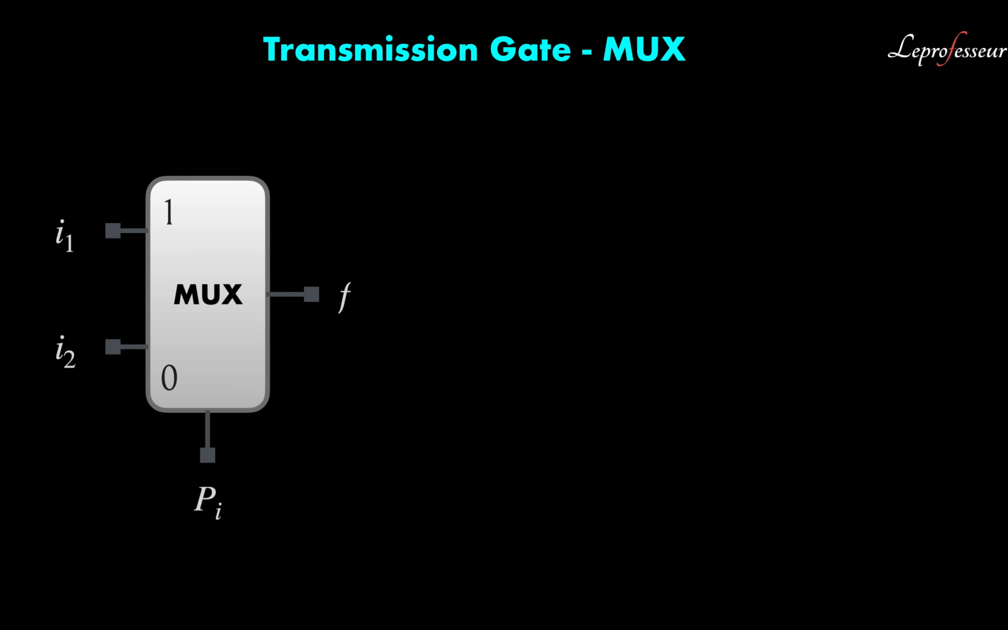Good. So now let's try to develop a circuit for a multiplexer. Interesting. What the multiplexer does depends upon the select input. Here the select input is PI, or you may call it S. If the select input is 1, it will transmit whatever is on I1 to F, and if it is 0, whatever is on I2 to F.